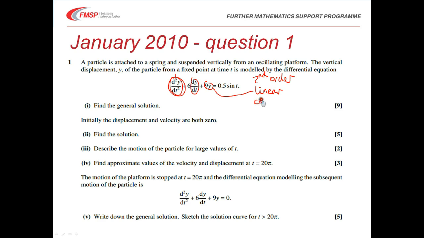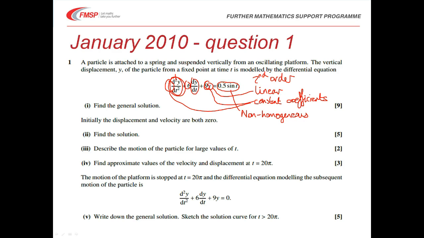It has constant coefficients, and it is not necessary to learn how to deal with non-constant coefficients in the DE course, although if they do throw one at you in the exam, they'll give you hints about how to do it. But they're constant coefficients. There's a 9, a 6, and 1 here, so there's nothing crazy going on there. And it's also non-homogeneous, and that's because the right-hand side is not 0.